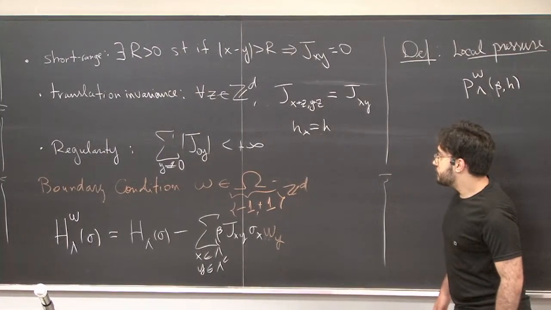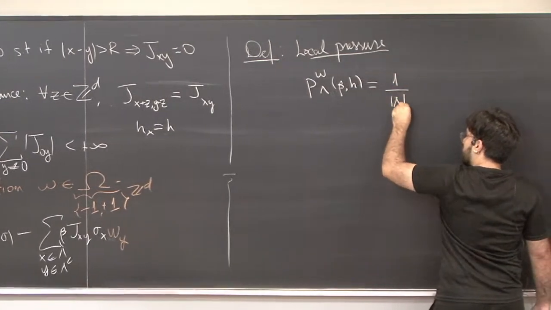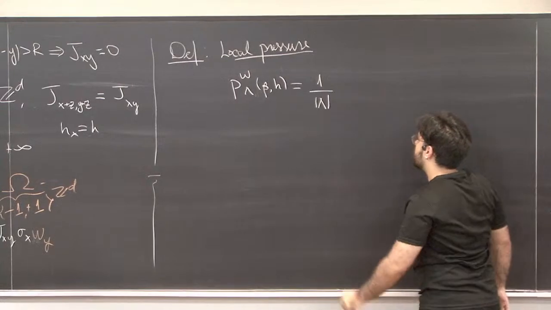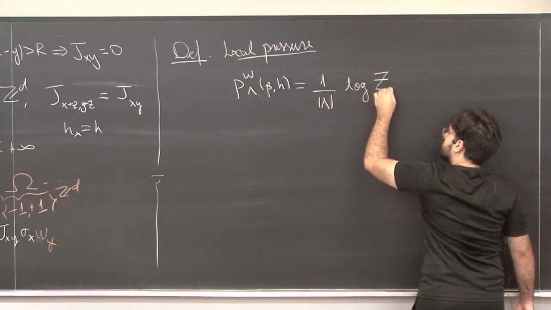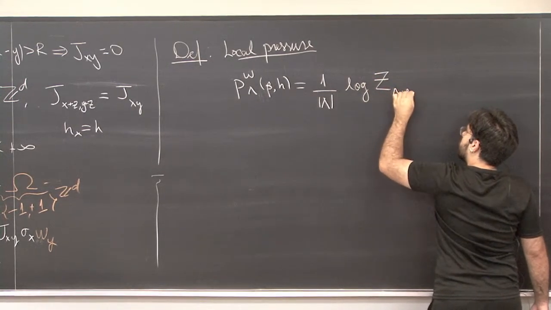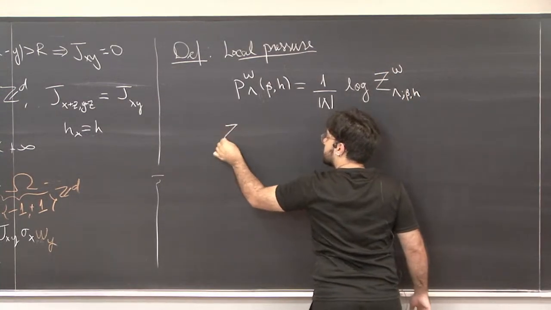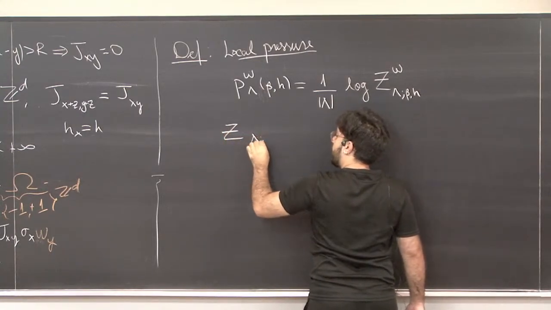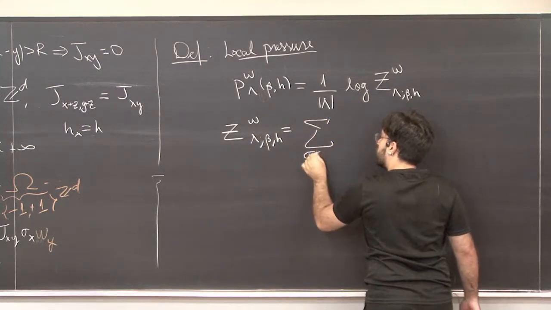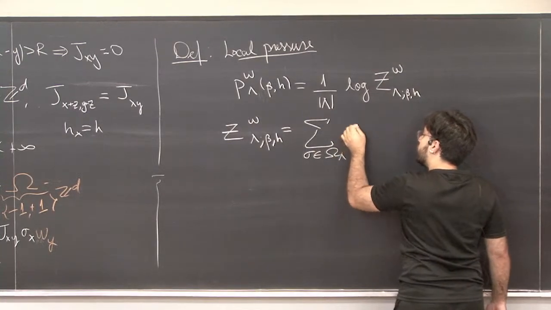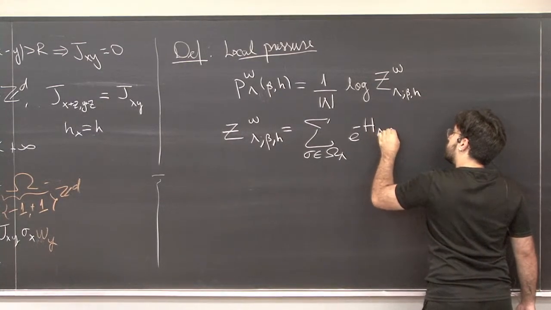Okay, so what is the local pressure? The local pressure is 1 over the size of Λ, this is the number of points inside Λ, times the logarithm of the partition function, and this depends on β, h, and ω. And what is the partition function? The partition function is the sum over all the possible configurations of exponential of minus β H_Λ.